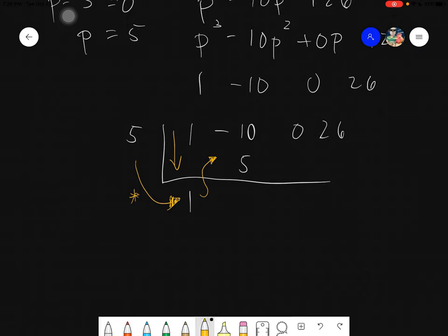Next one is you will add. So you will add here. Let me just put the add here. You add it. After you add, that would be negative 5, you will bring down the answer. So that would be negative 5. Then you multiply. So 5 times negative 5 is, of course, negative 25. Then again, you will add.